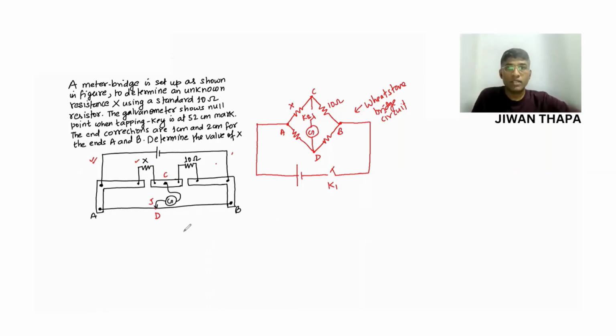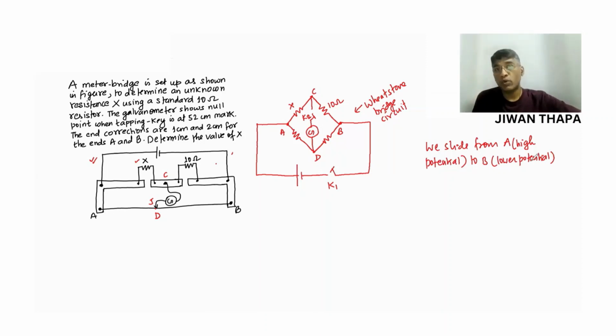Now we need to find the resistance of the length AD, and we need to find the resistance of the length DB. And what we find, the galvanometer shows null point when tapping key is at 52 centimeter mark. So we slide from A. Keep in mind, we slide from A. Why? Because A is at higher potential and B is at lower potential. So we slide from higher potential to lower potential.